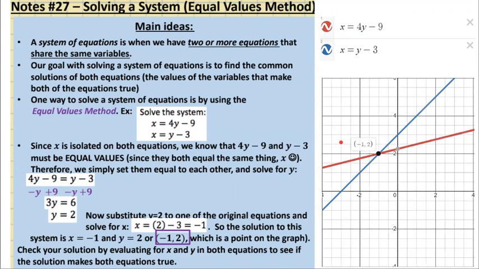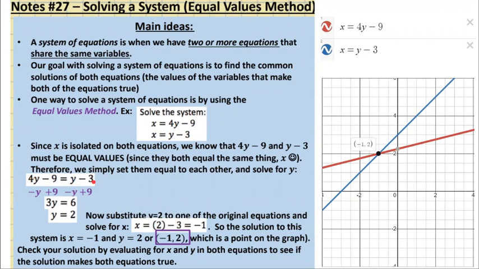When we're trying to use the equal values method, we first have to make sure that the same variable is isolated on one side of the equations. In this example, we have two equations with the x variable already isolated. Since we have x equals 4y minus 9 and x equals y minus 3, it makes sense that since both equal x, 4y minus 9 and y minus 3 would also equal each other. So with that, we can create a new equation, 4y minus 9 equals y minus 3.